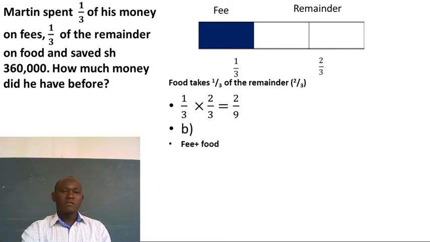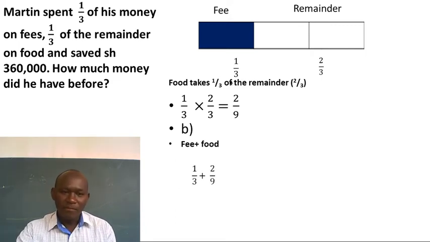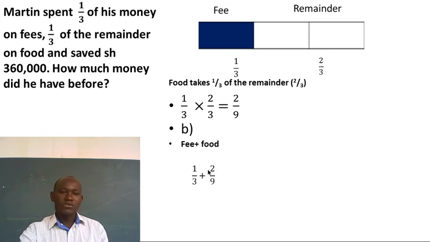Ignore that B part. But now, since we have food and fees, let's get the total fraction of food and fees. Food is having a third. Fees is now having 2 out of 9. So we now want to get the total fraction of fees and food.